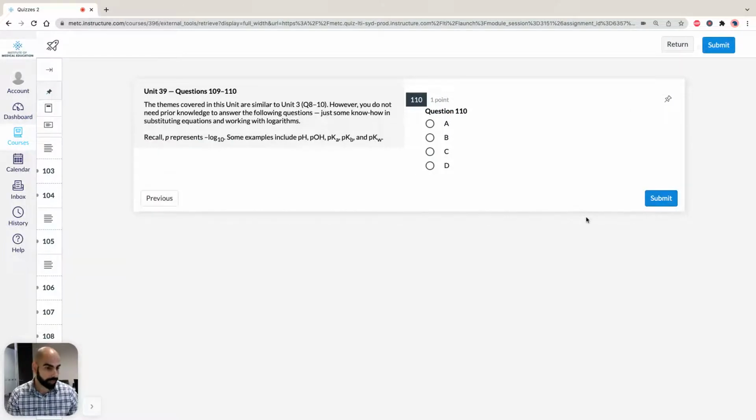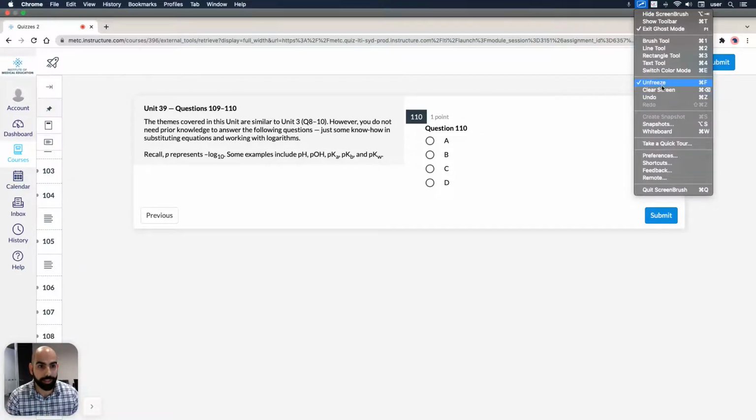I might actually use a whiteboard here because it's going to require a lot of substitutions and using logarithms. So I'll get my whiteboard, but take a look at the exam paper. We need to look at question 109, answer A, and use that to substitute our values in. We're going to make sure we take note that P represents negative log 10. So I'll just get my toolbar and open up the whiteboard. Okay, great.